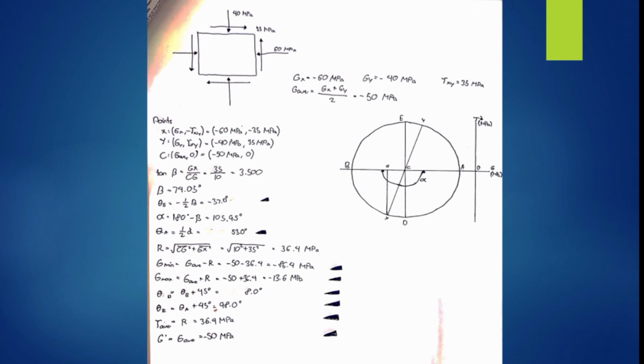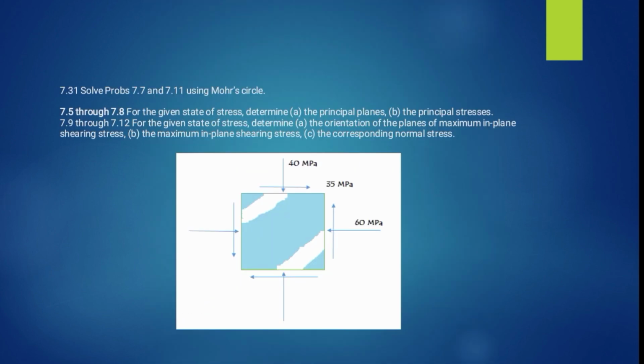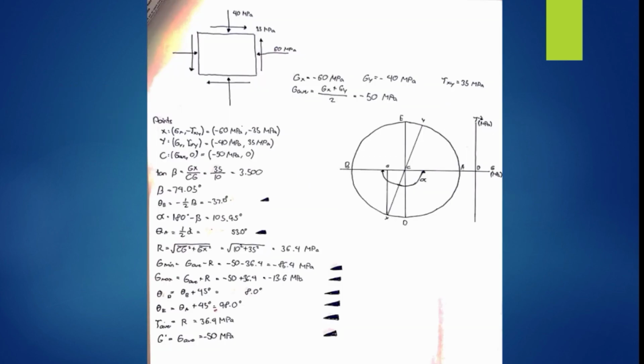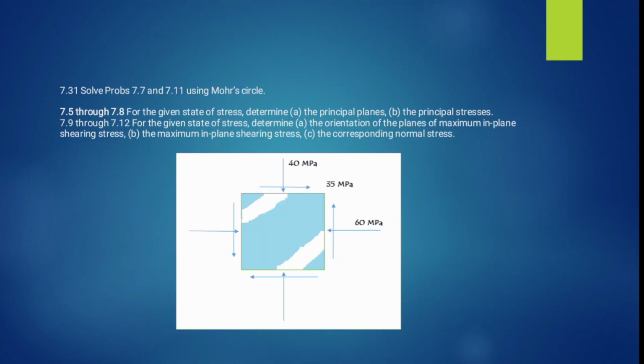Next is τmax. So τmax is the R only, so it is 36.4 MPa. That is the answer for our letter B, the maximum in-plane shearing stress. Then last is σ prime. It is the σ average, negative 50 MPa. So it is the answer for the corresponding normal stress.